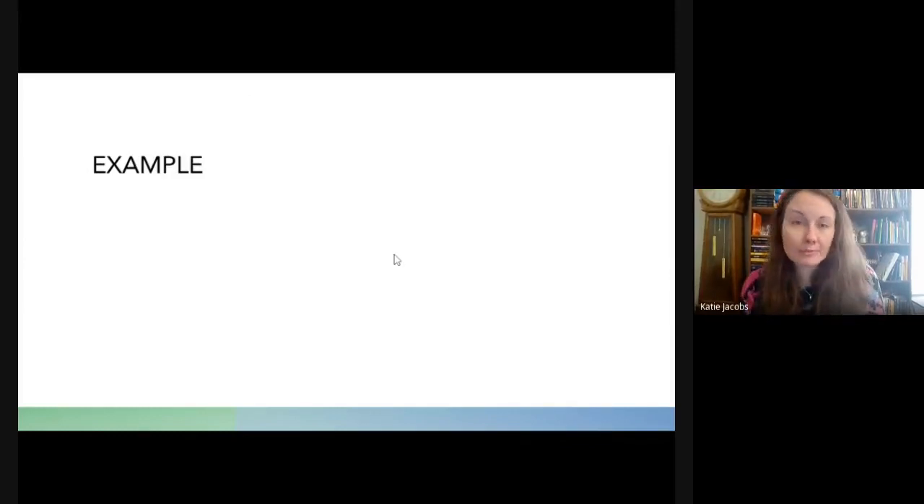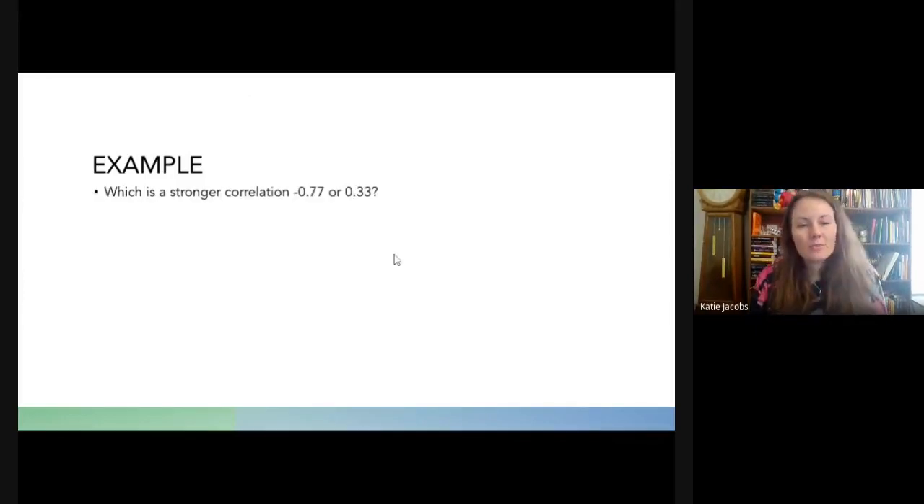So let's do an example to practice that. It's easy to talk about, but sometimes it's a little confusing to understand. Which correlation is stronger here? -0.77 or 0.33? Go ahead and answer this out loud right now. If you're in public, you can just say it in your head. So pause me and answer right now.